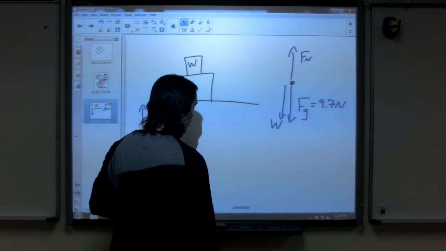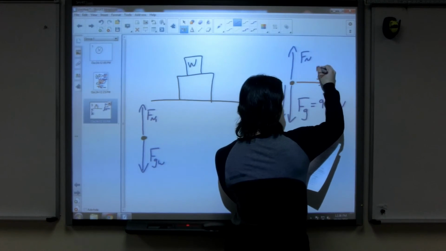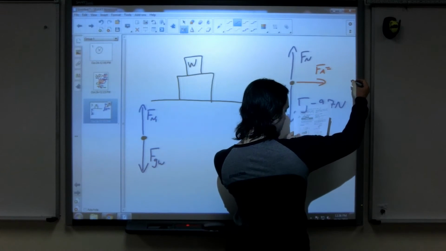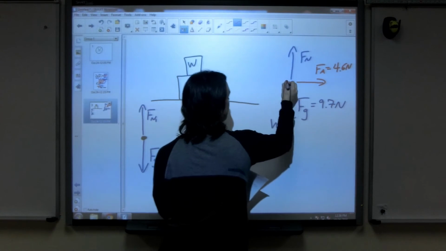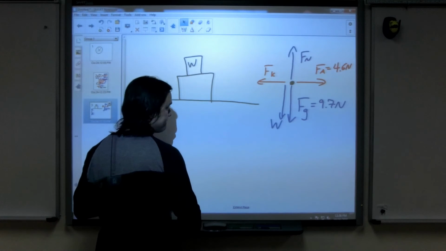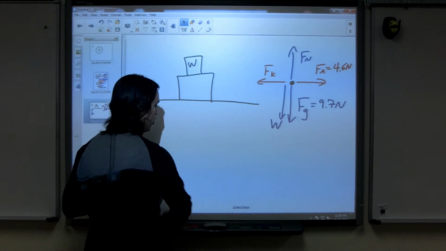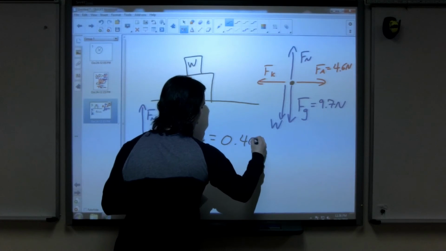All right, going forward, we've changed things a little bit. I am now applying a force of, let's see, 4.6 newtons, and there is a force of kinetic friction. So here's where we take the information that we learned in part 1. We also know that the coefficient of friction is 0.402.